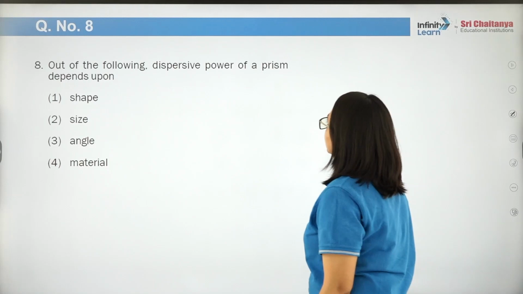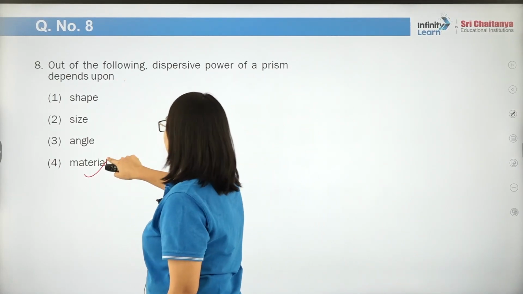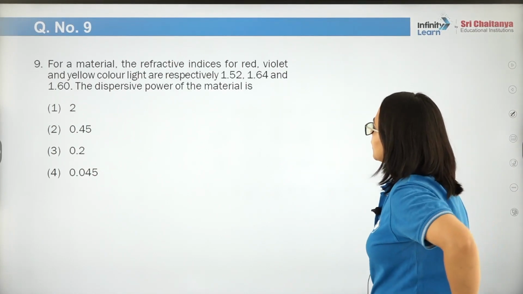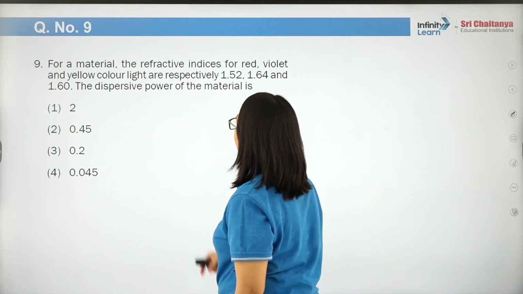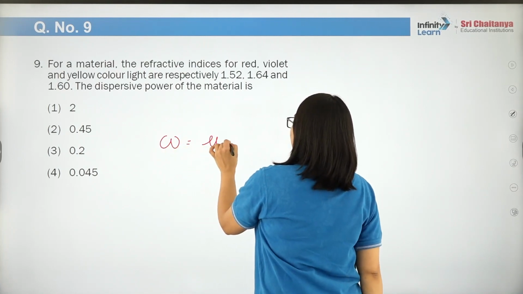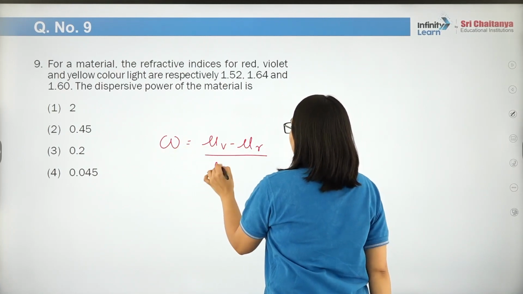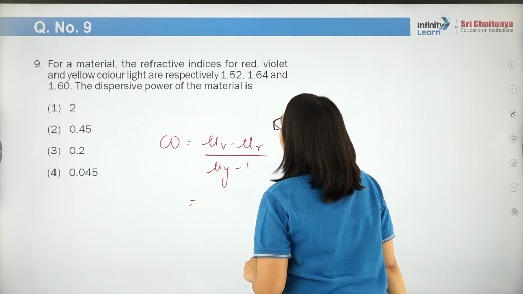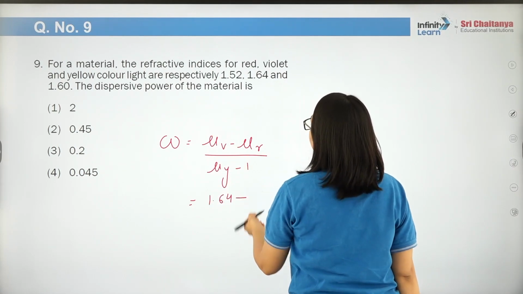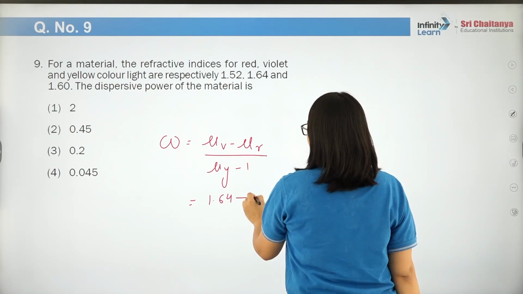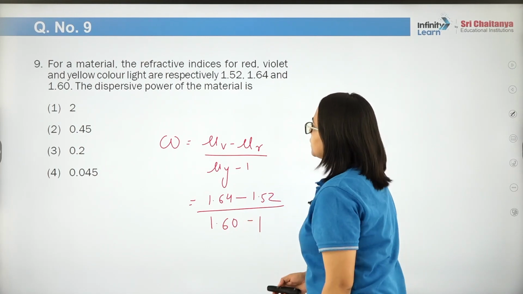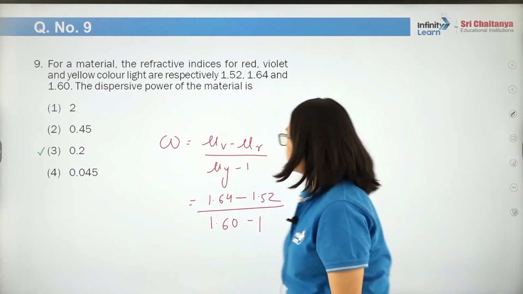Question number 8. Out of the following, dispersive power of a prism depends upon, it depends on the material of the prism. So the correct answer is option 4. Question number 9. For a material, the refractive indices for red, violet and yellow color light are respectively this. The dispersive power of the material is, so omega is mu v minus mu r divided by mu y minus 1. So this will be, for violet color it is 1.64 minus, for red it is 1.52, divided by yellow, it is 1.60 minus 1. After solving this one, you will get dispersive power as 0.2.